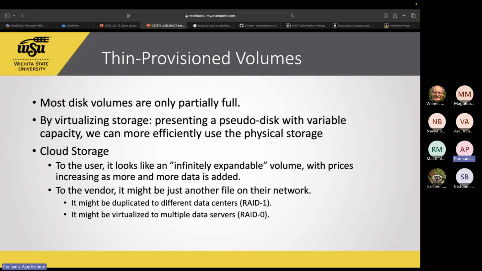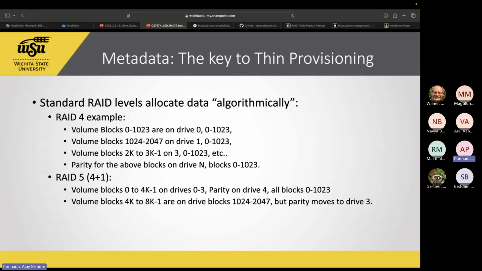It might be duplicated for RAID, for example, RAID 1. It might be virtualized to multiple data servers as RAID 10, RAID 0. So that's why we are discussing RAIDs. So it's cloud. We are storing it in the cloud, but how are they managing that? It's again RAID. You need to know something about RAID, right?